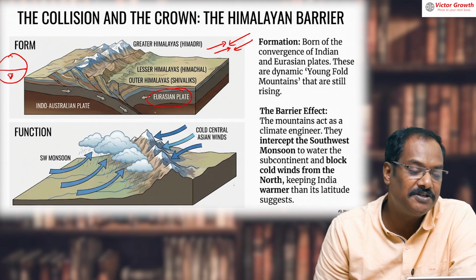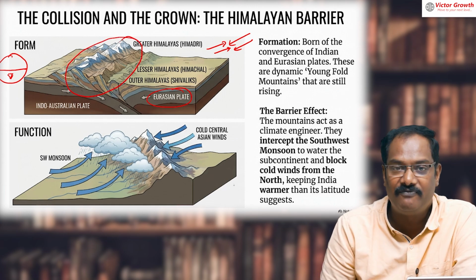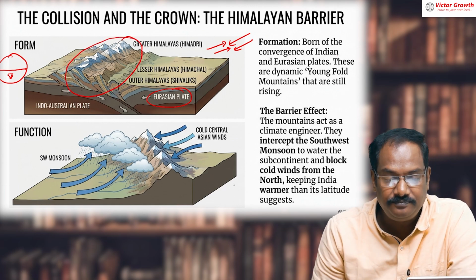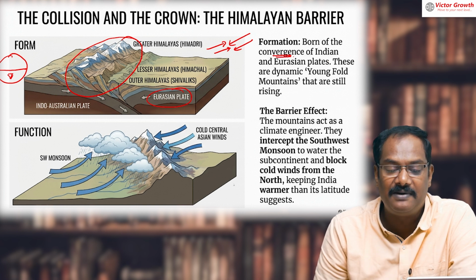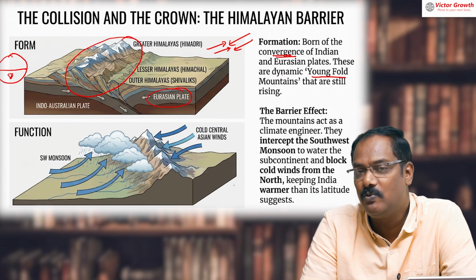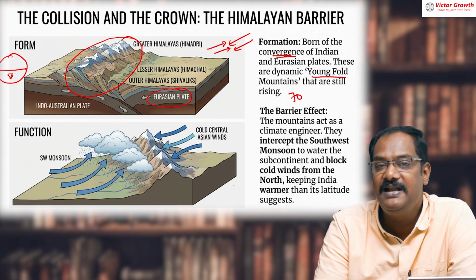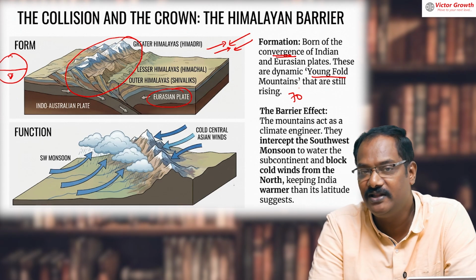When they hit, the Himalaya was formed. The fold mountain is formed. So, convergence plate margin. And why do we call it a young fold? It's a fold mountain, sir, but why is it young? Because it was recently formed. It was just 70 million years ago that this was formed. Before that, this was not there.